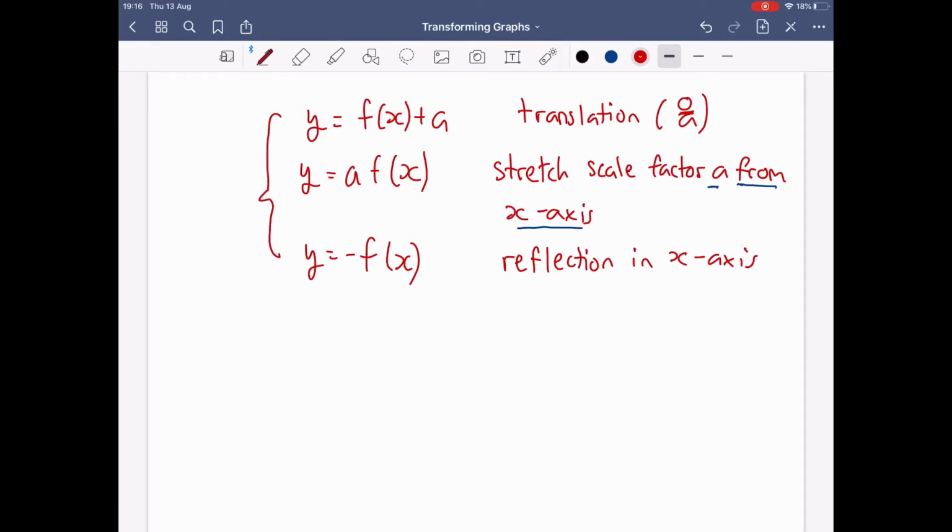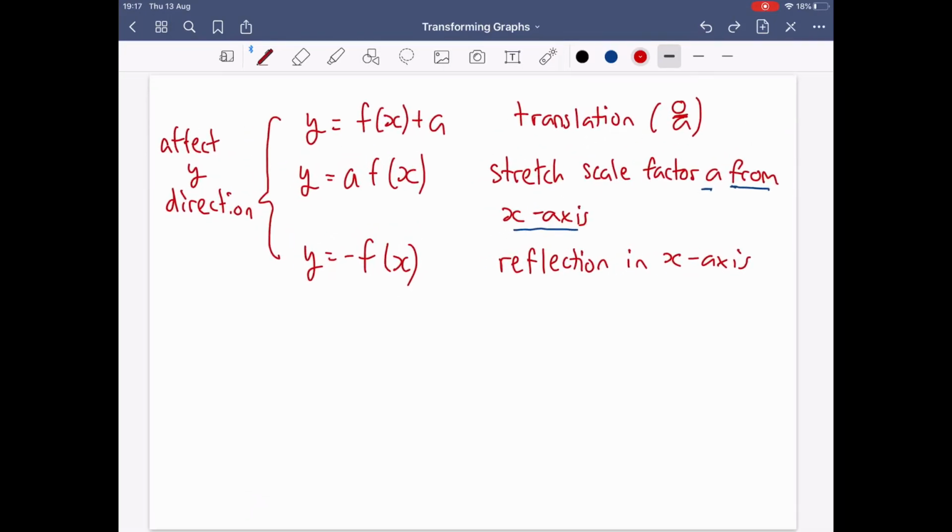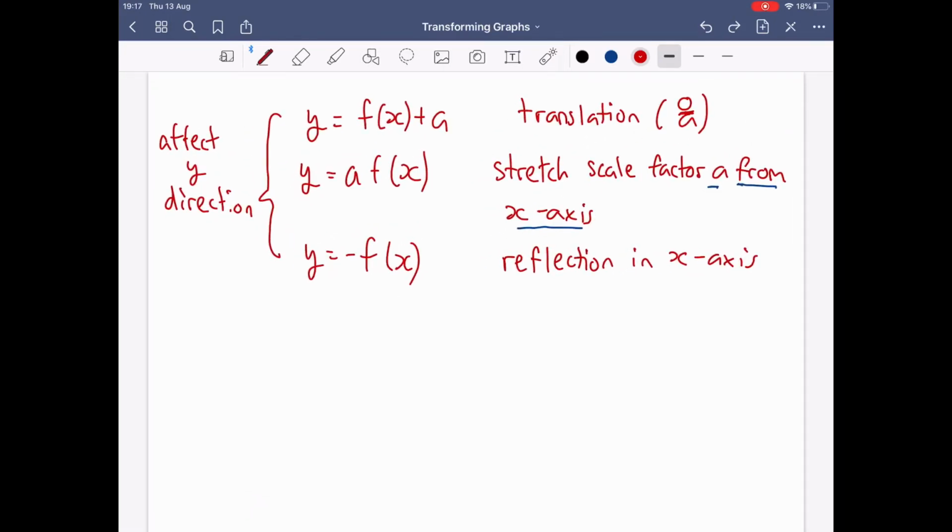If you've noticed, all of these affect the y direction. The first one makes something go higher up the y-axis or lower down the y-axis. The second one makes something get stretched further up the y-axis, or squashed across the y-axis. And the last one changes where it is on the y-axis. So if it was at y equals 2, it will become y equals minus 2 because it gets reflected.